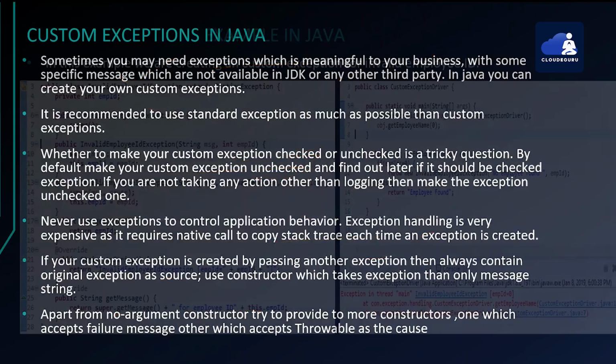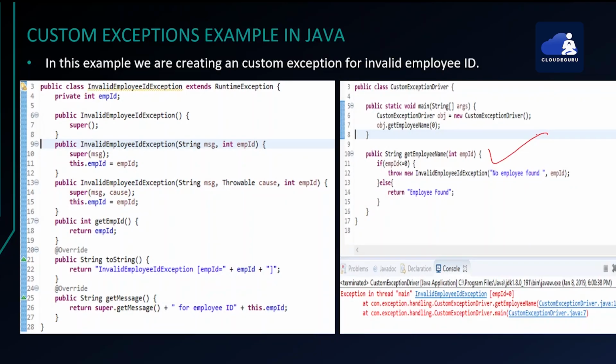We'll see an example. On the right-hand side, there is a custom exception driver class. Here we are calling getEmployeeName and passing an employee ID, and the employee ID is 0. If the employee ID is 0 or less, suppose someone passes 0 or a negative number, in that case we want to throw a custom exception, and that exception is InvalidEmployeeIdException. "No employee ID found" is the message, and this is the ID.